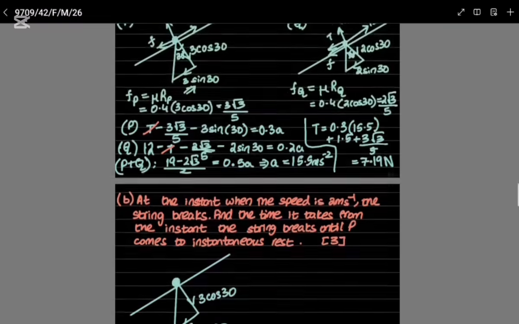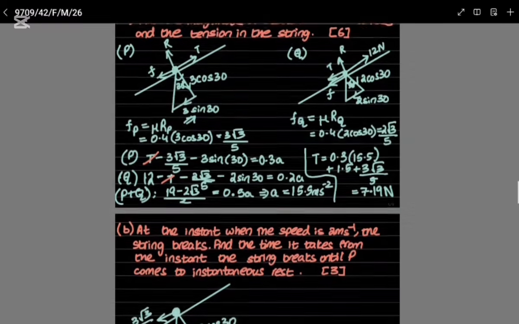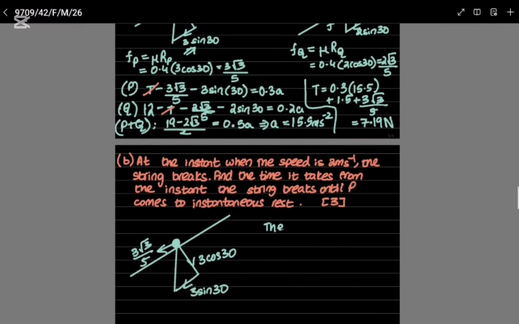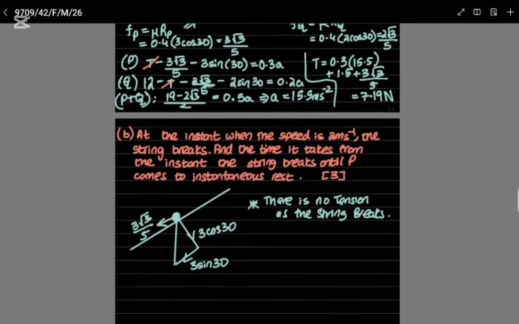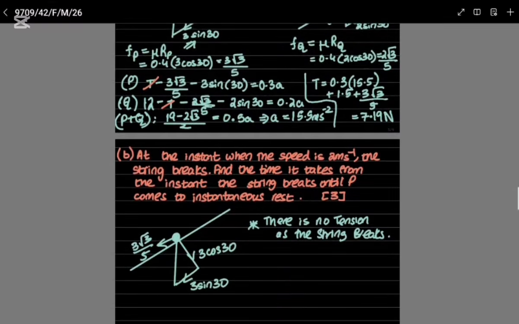There's a frictional force. What was the magnitude? It was 3 root 3 over 5. But now we don't have the tension. Why? There is no tension as the string breaks. Note this, this is the key point. Before we had tension, now we don't have tension.